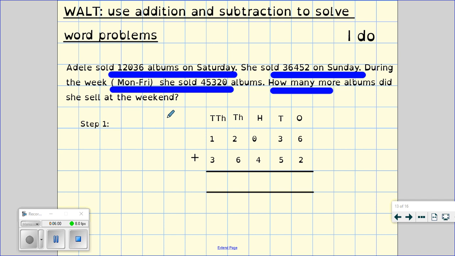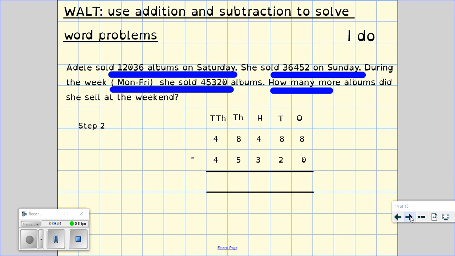So I need to work out how many albums sold at the weekend so that I can then work out how many more sold at the weekend than in the week. So to work out how many albums she sold at the weekend, my first step is going to be to add together the album sales from Saturday with the album sales from Sunday. So again, normal column addition. So 6 plus 2 is 8 ones. 3 plus 5, that's 8 tens. 0 plus 4 is 4 in my hundreds column. 2 plus 6 is 8. And 1 plus 3 is 4. So I now know that altogether on the weekend, they sold 48,488.